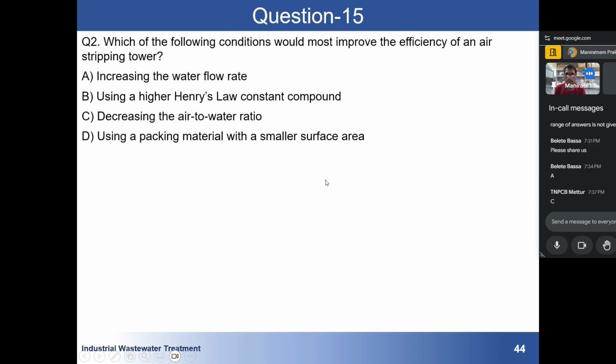Question number 15. Which of the following conditions would improve the efficiency of an air stripping tower?